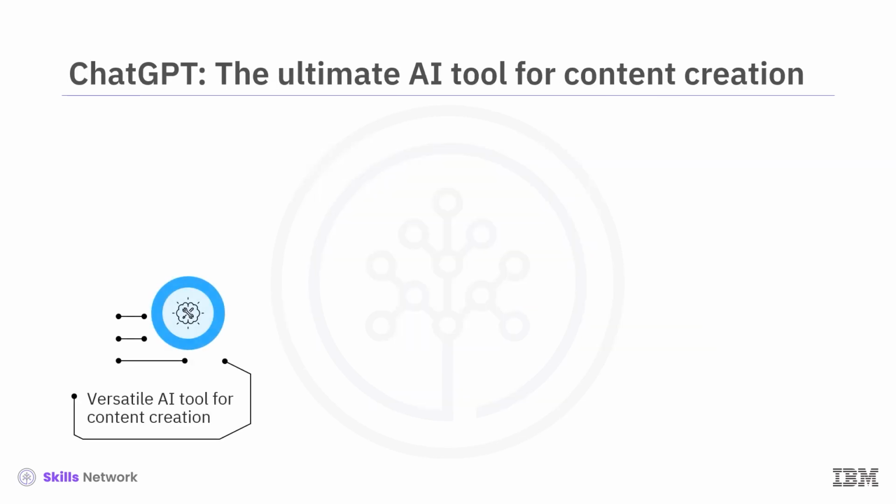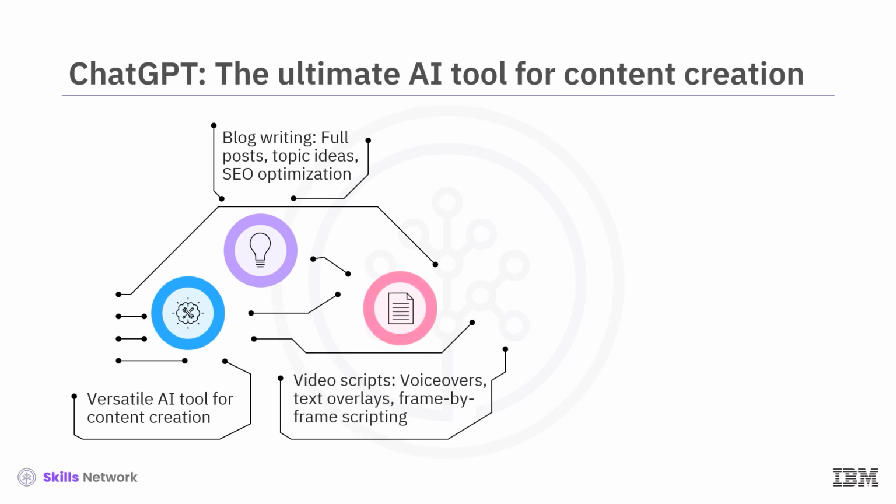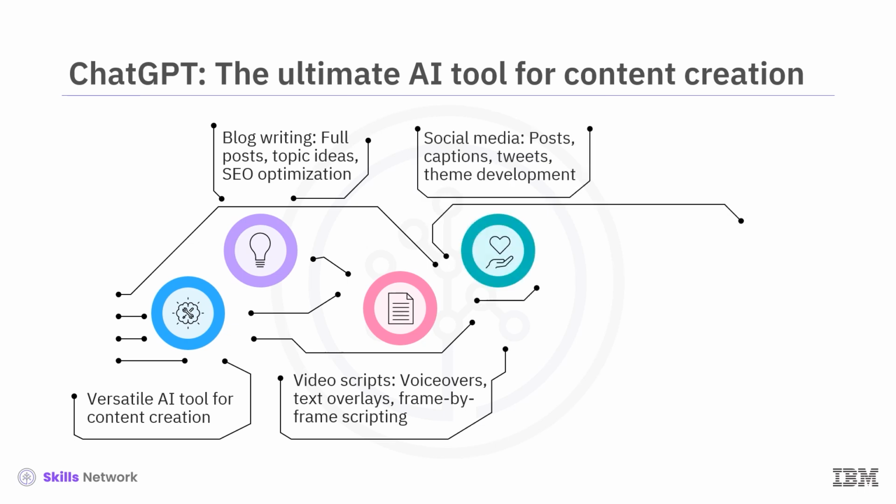One of the most versatile generative AI tools for content creation is ChatGPT, developed by OpenAI. Whether you're a writer, marketer, or content creator, ChatGPT can help generate compelling text-based content effortlessly. It enables users to create entire blog posts, suggest topic ideas, and structure articles for SEO optimization. Additionally, ChatGPT provides well-organized video scripts, including voiceovers, text overlays, and frame-by-frame scripting for explainer videos, tutorials, and social media content. It also generates engaging social media posts, captions, and tweets while helping to develop consistent themes.